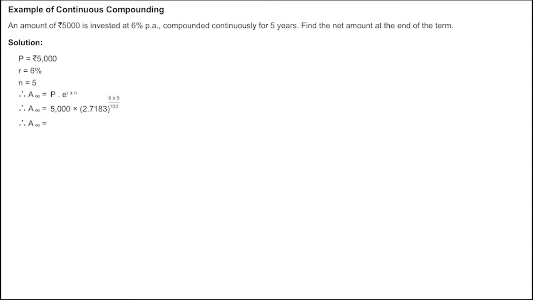So what is A infinity equal to? 5,000 into 2.7183 whole raised to the power 0.3. Now 2.7183 raised to the power 0.3, its value is 1.349861515. When this value is multiplied by 5,000, we get the net amount as rupees 6,749.307573, which can be taken as rupees 6,749.31, correct up to 2 decimals.